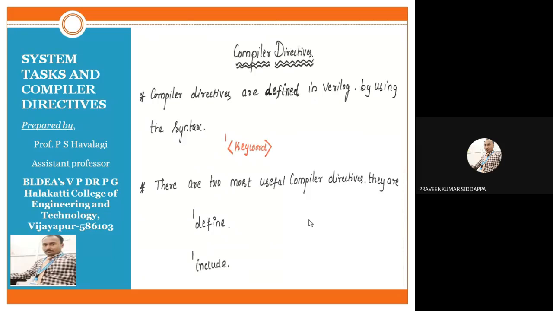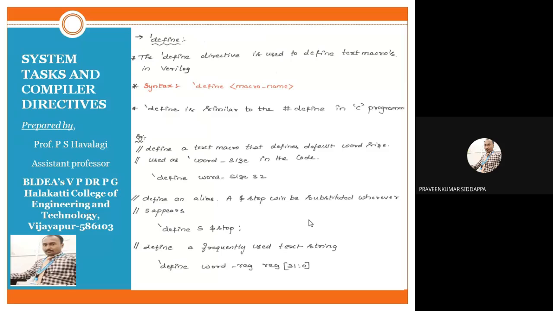First we will start with tick mark define. The tick mark define directive is used to define text macros in Verilog. If you want to define text macros in your Verilog code, at that time we use tick mark define. I will give one example.